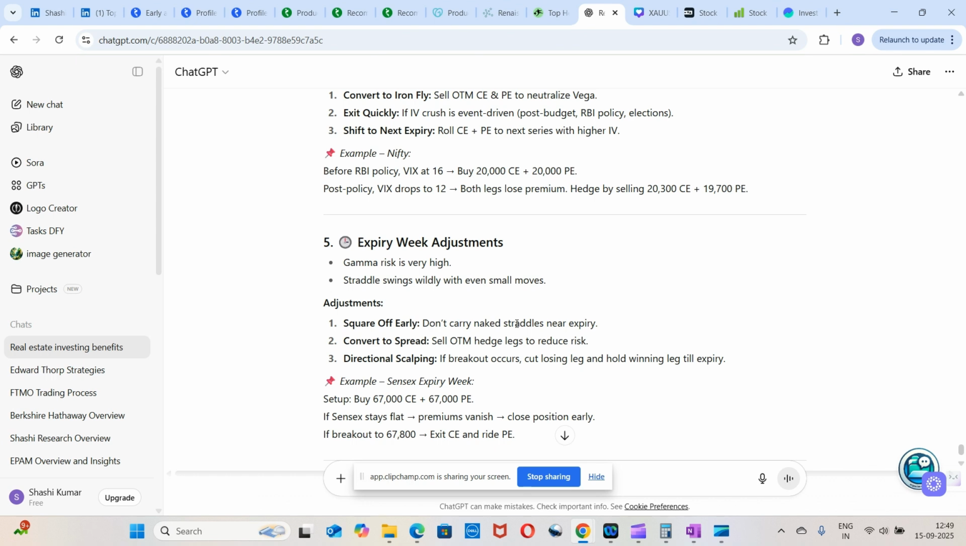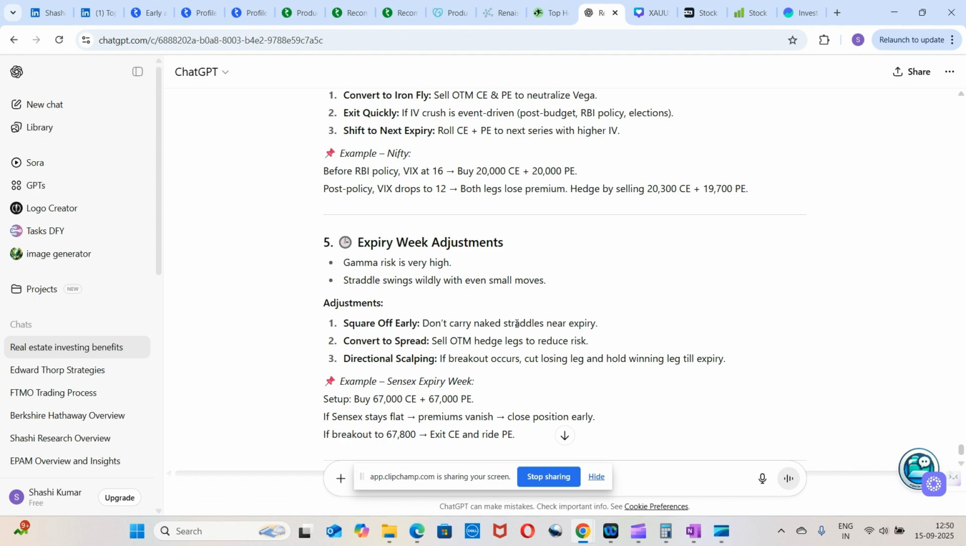So what you need to do is square off early, and don't carry these straddles near expiry, because theta decay will eat into your premiums very quickly and they will convert into zero if they're out of the money. And do directional scalping instead. If at expiry week you feel that some breakout has happened, cut the losing leg quickly and only keep the winning leg, so that you could gain from that winning leg till expiry.